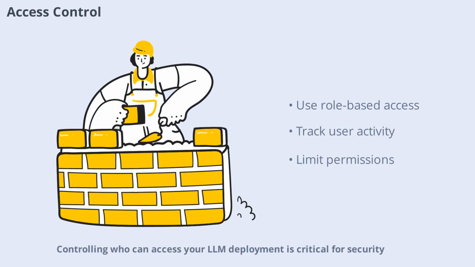Controlling who can access your LLM deployment is critical for security. Implement role-based access control and audit logs to track activity. Limiting access reduces the risk of unauthorized changes and helps you comply with security policies.